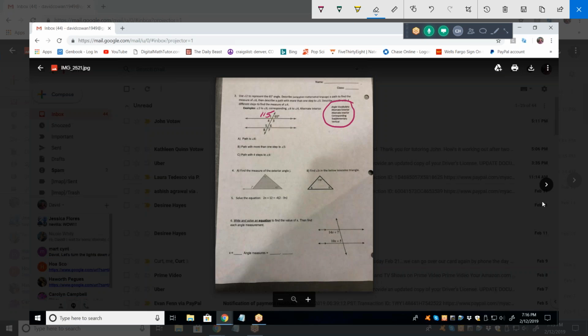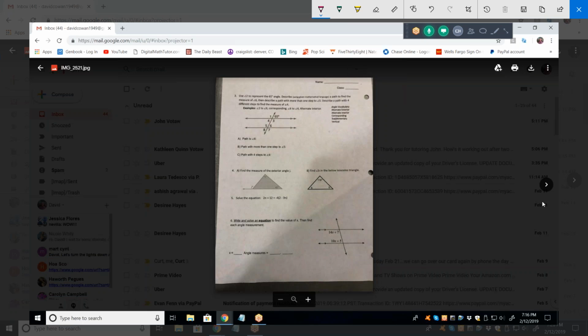Oh. You see why it's corresponding? It's in the same position. It's in the same position on the bottom parallel line as the top one is on the top parallel line. That's what makes corresponding. The same thing with that angle and that angle. Those are corresponding.